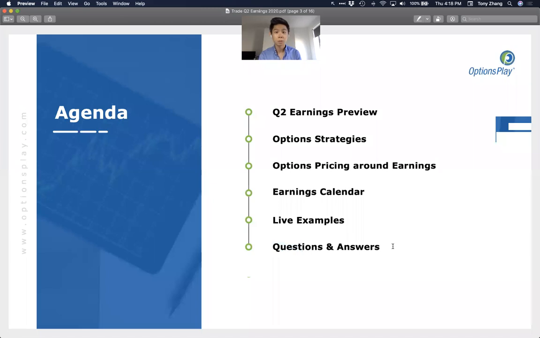So before I jump into starting this, I just want to make sure everyone can hear me loud and clear. Please type 1 into the chat window if you can see me and hear me loud and clear. Okay, perfect. I see a lot of ones.